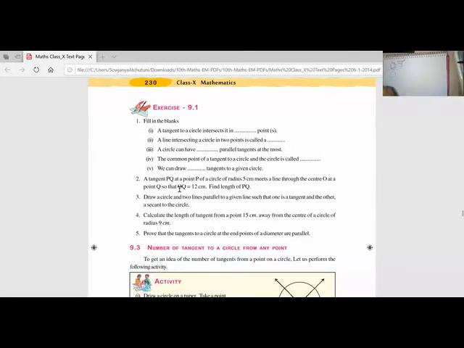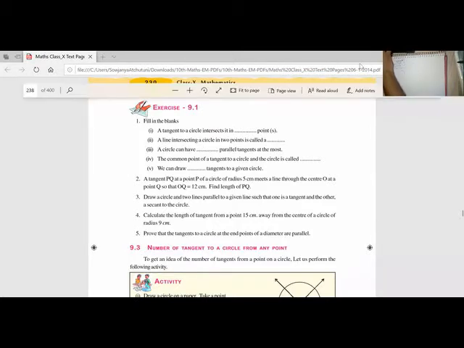Let us see the second point. A tangent PQ at a point P of a circle of radius 5 cm meets a line through the center O at a point Q so that OQ is 12. Find the length PQ. The circle radius is 5 centimeters, PQ is a tangent and OQ is 12. What is the length of the tangent? It's a simple Pythagoras theorem.